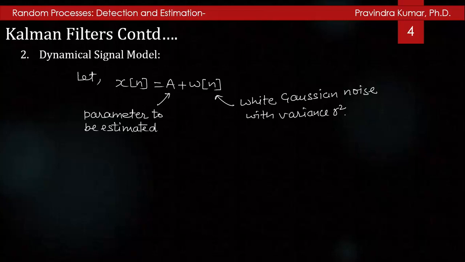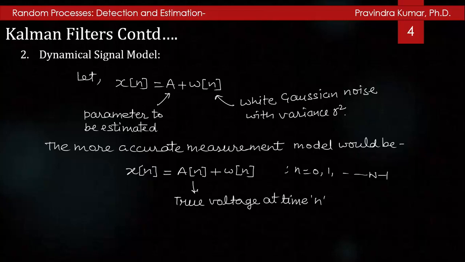Even though the power supply should generate a constant voltage of A, in practice the true voltage will vary slightly as time progresses. This is due to the effect of temperature, component aging, etc. on the circuitry. So a more accurate measurement model would be x[n] = A[n] + w[n], where A[n] is the true voltage at time n, and n is from 0 to N minus 1.